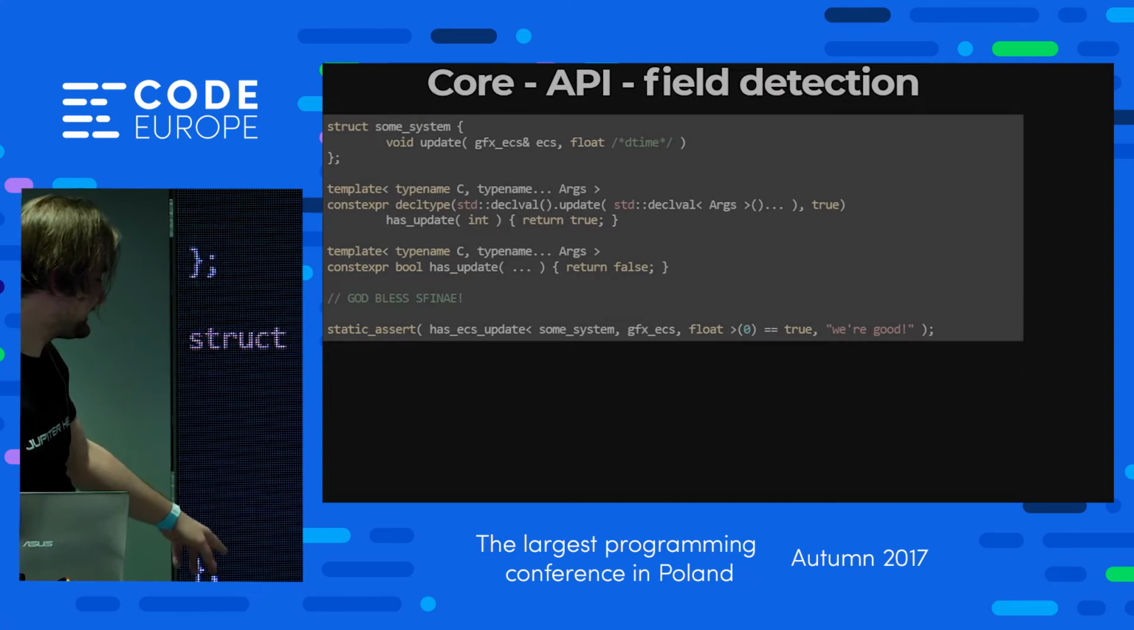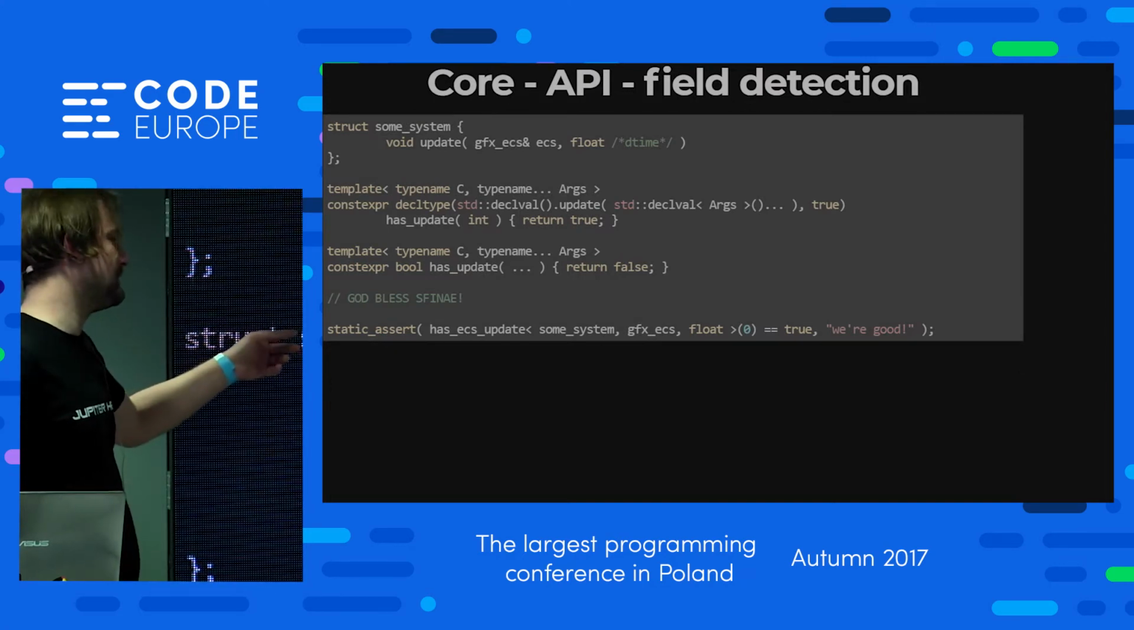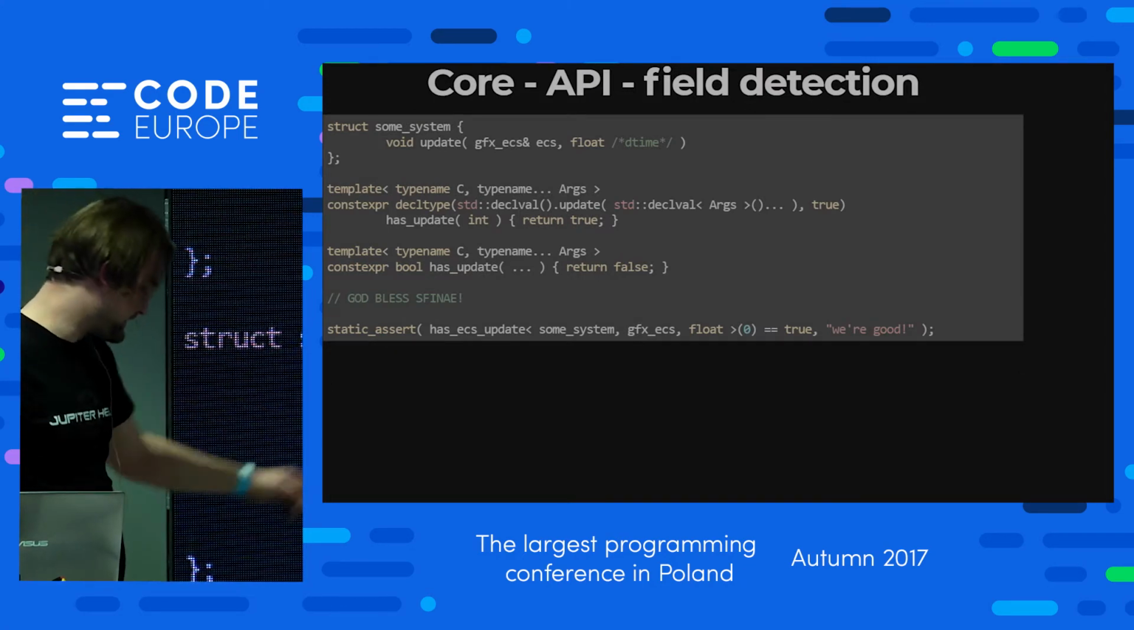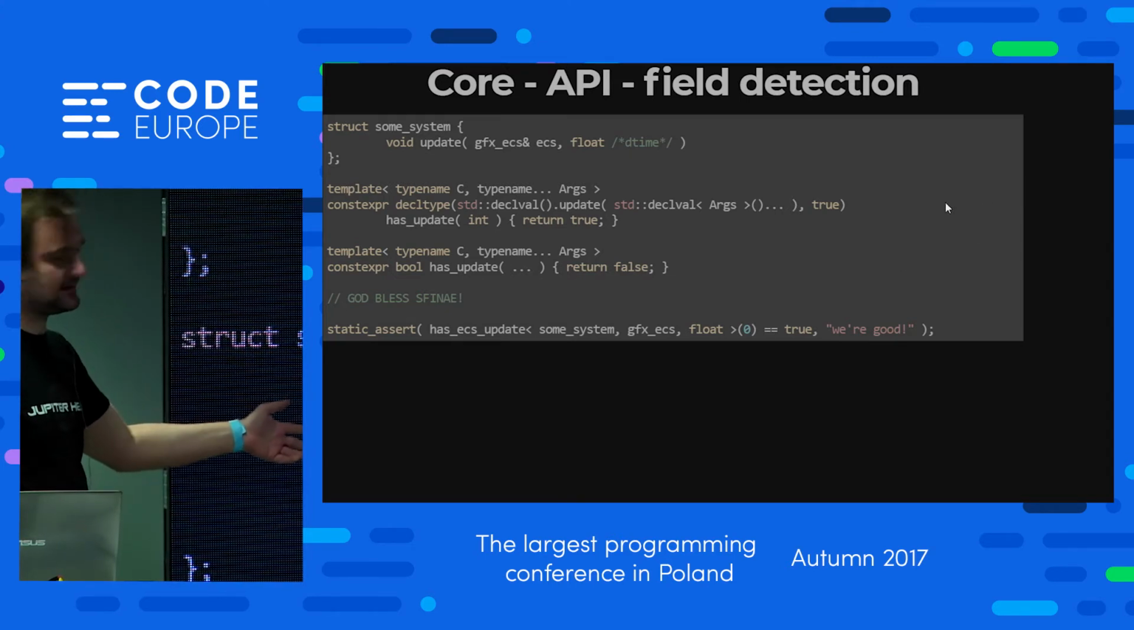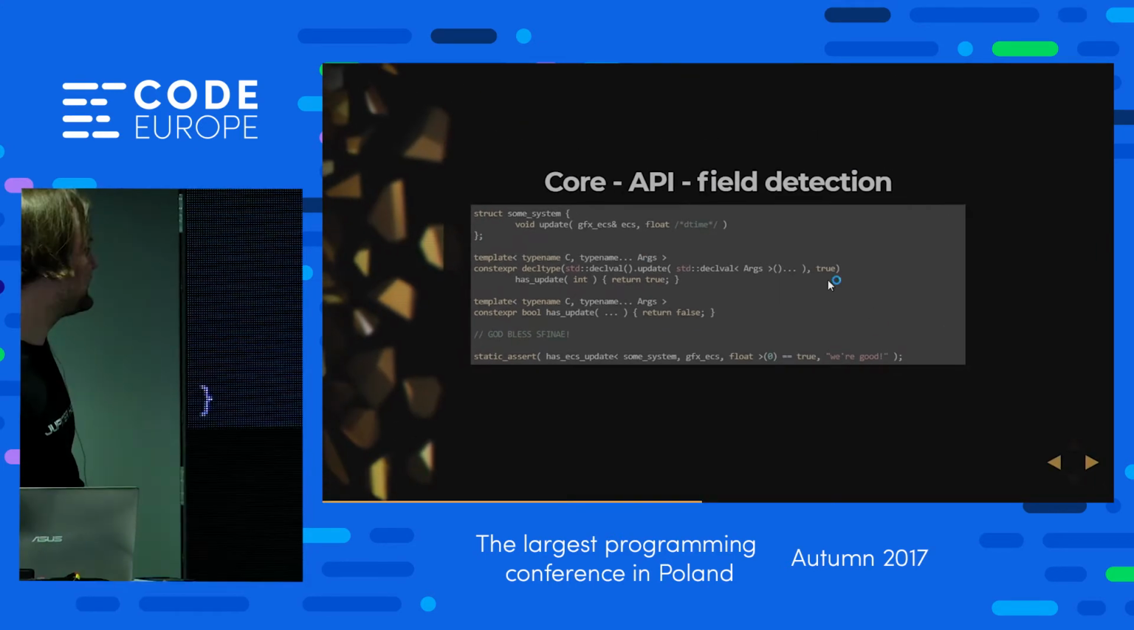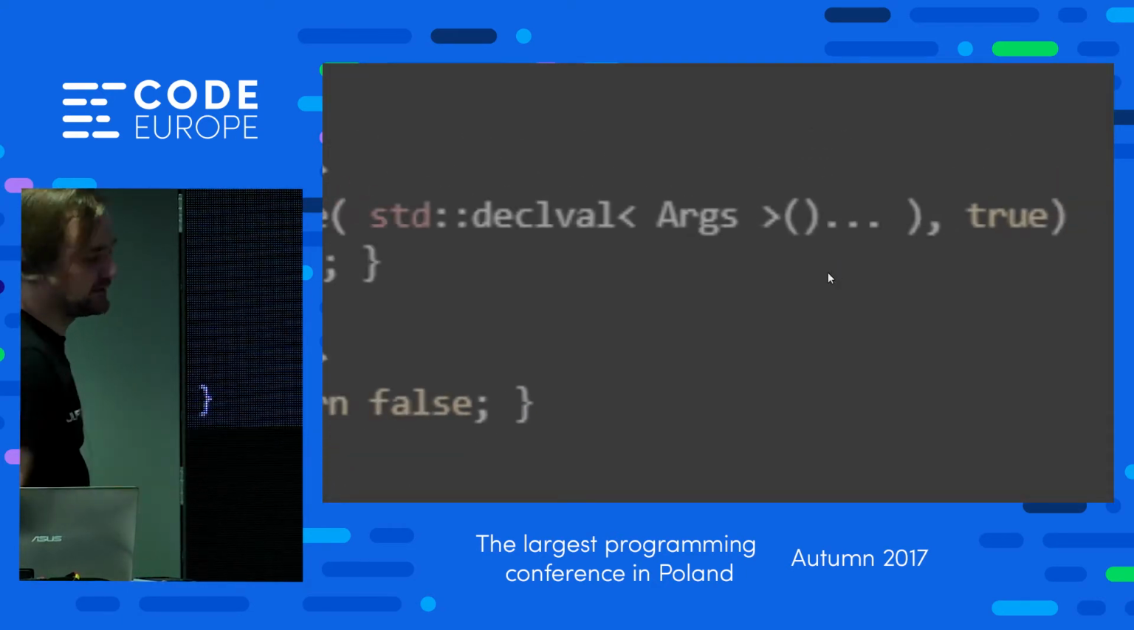We register the system just by passing the name of the type, and it automatically calls update when called, which is kind of funny because this isn't virtual, this isn't component array, and the type in the component map.